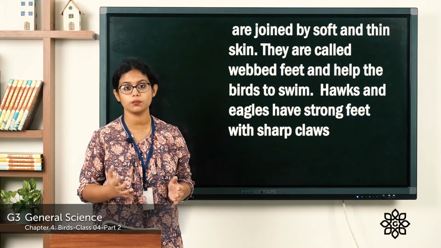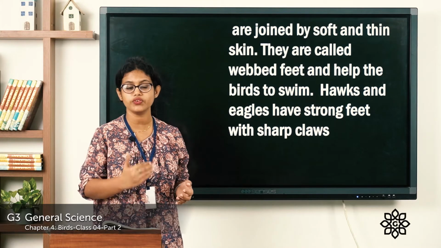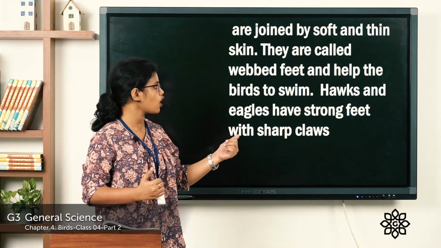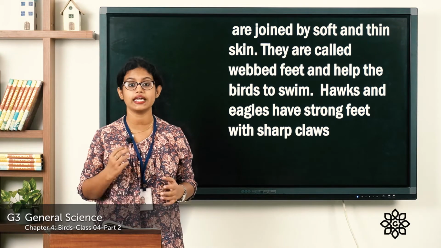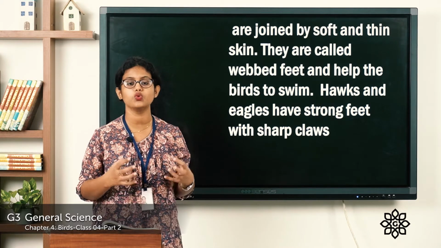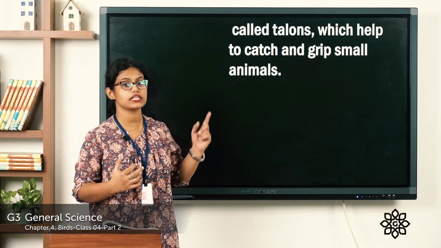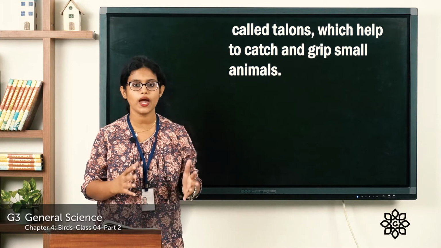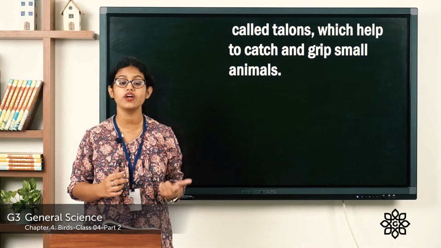So we learned about water birds. And what type of feet do they have? They have webbed feet. And this webbed feet helps them to swim. And hawks and eagles, they have strong feet with sharp claws. So what about birds like eagles and hawks? They are flesh-eating birds. And these birds have sharp and strong claws which helps them to hold their prey. And that feet is called as talons, which helps to catch and grip small animals. So the swimming birds have webbed feet, and flesh-eating birds have what type of feet? They have talon feet.